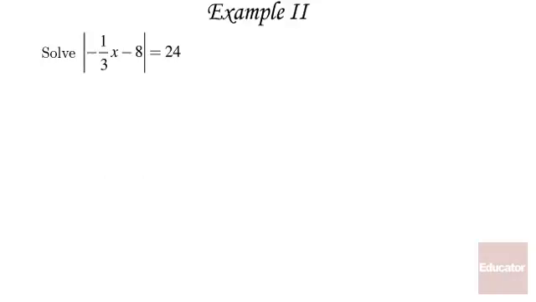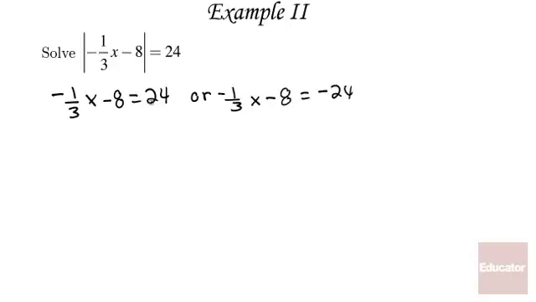All right, in example 2, we're going to approach it by splitting this into two equations. The first equation is going to be negative 1/3 x minus 8 equals 24. Or you could have the equation negative 1/3 x minus 8 equals negative 24, because 24 would give you an absolute value of 24, and negative 24 would also give an absolute value of 24.